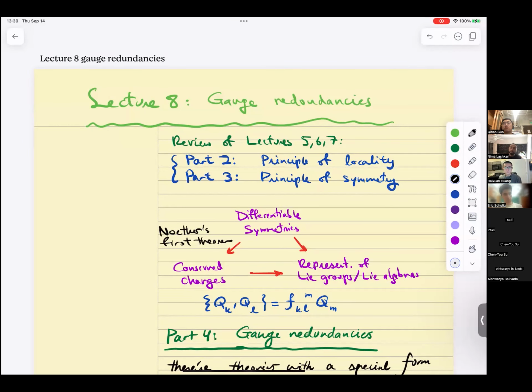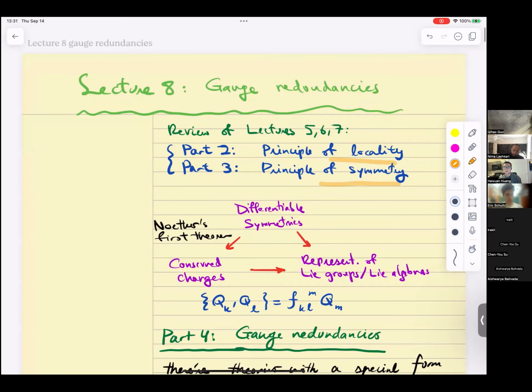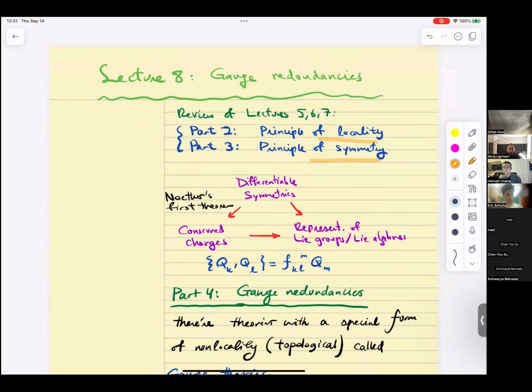So a little bit of review of where we stand in this course so far. We talked about, in part 2 and part 3, the principle of locality and principle of symmetry. And then in part 3, we discussed this triangle connection between differentiable symmetries of the action.